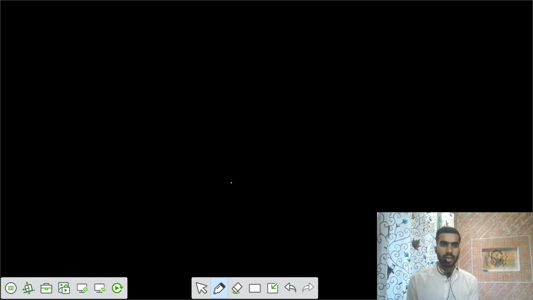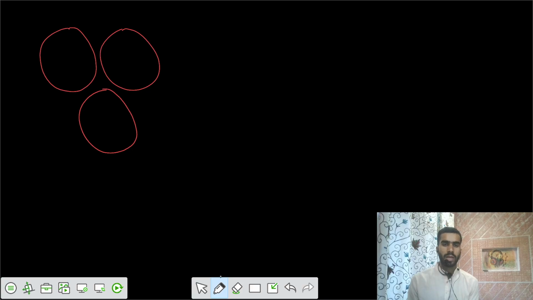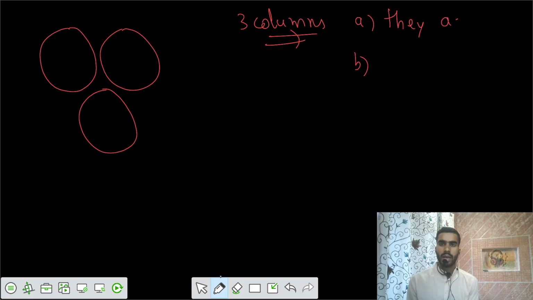So one thing is that if you have three columns, this is the cross section of 3 columns. Now we had 2 cases. One is that they act independently. And second one is that they act together.